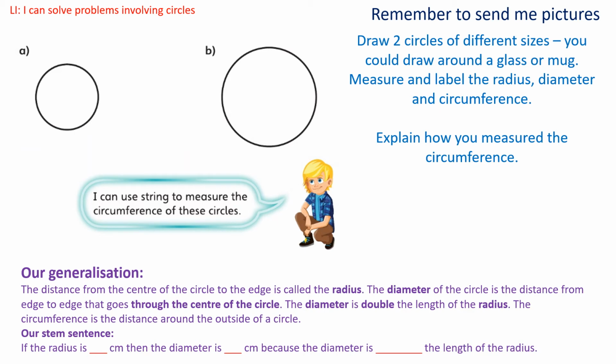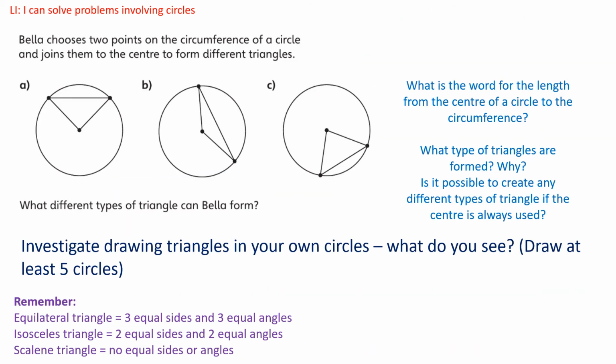Now, with this problem, I actually want you to draw 2 circles. You can draw around something at home again, a mug or a glass or a plate, and measure and label the radius and the diameter and the circumference using the methods that we've just talked about. Now in here, Bella has made a dot at the centre of her circle, and then she's just chosen 2 points anywhere on the circumference and turned it into a triangle by joining up all the dots.